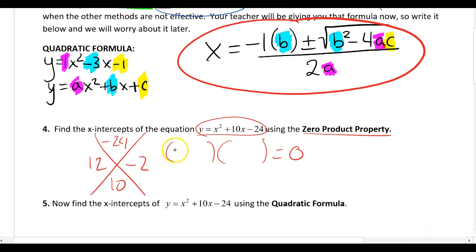Set up my factors. First one is x plus 12, and the second one is x minus 2. And then we'll have x is a liar, so that means that it's negative 12 and positive 2.